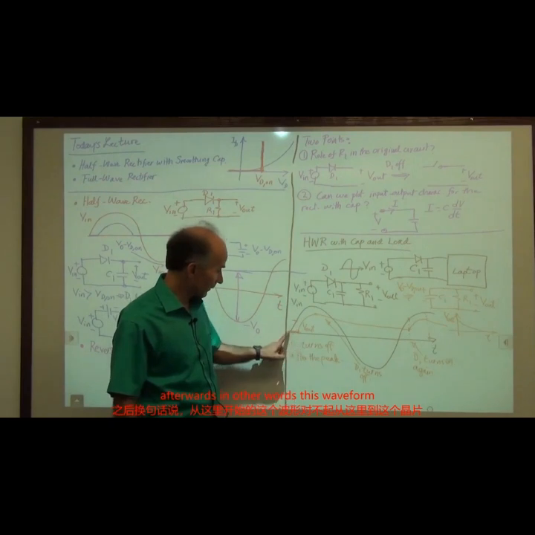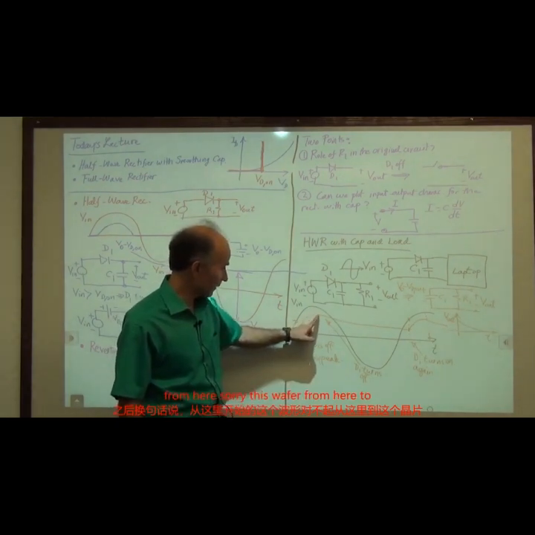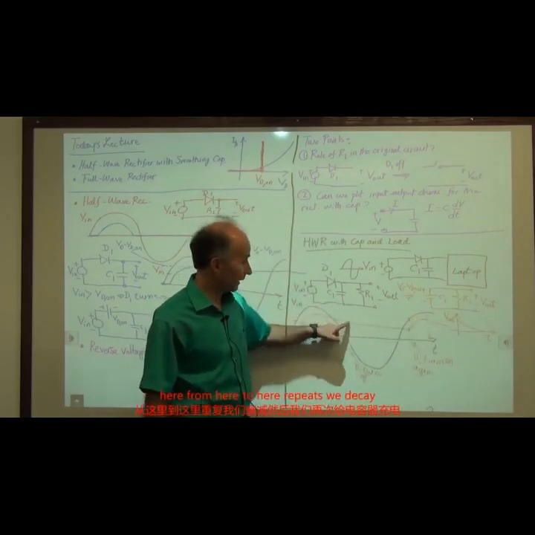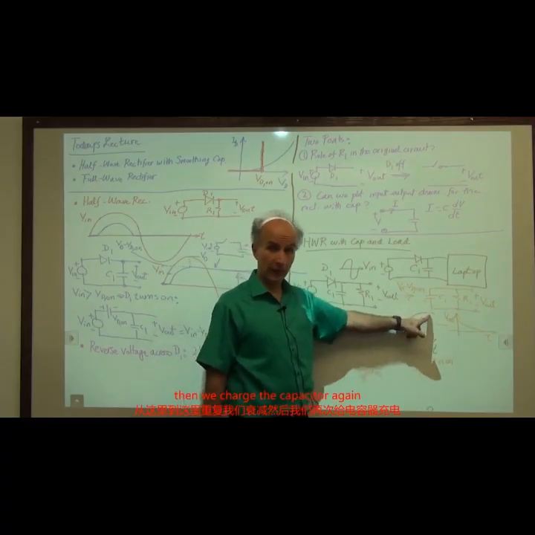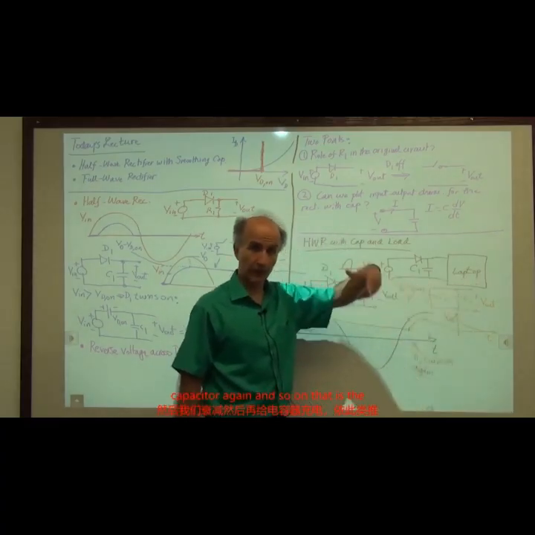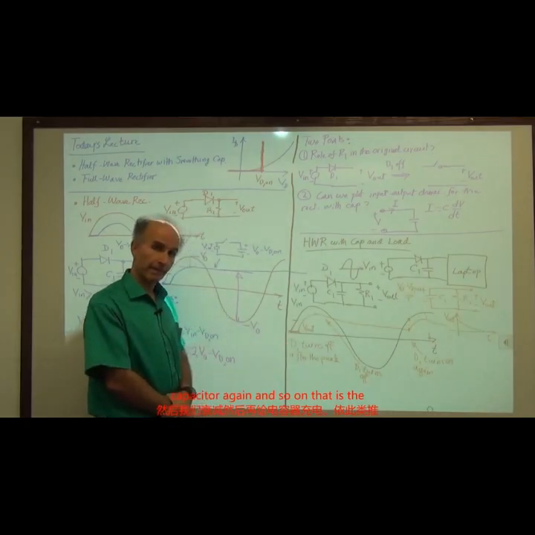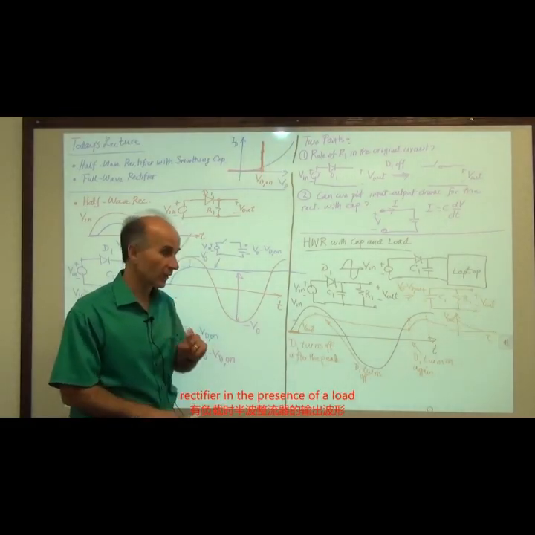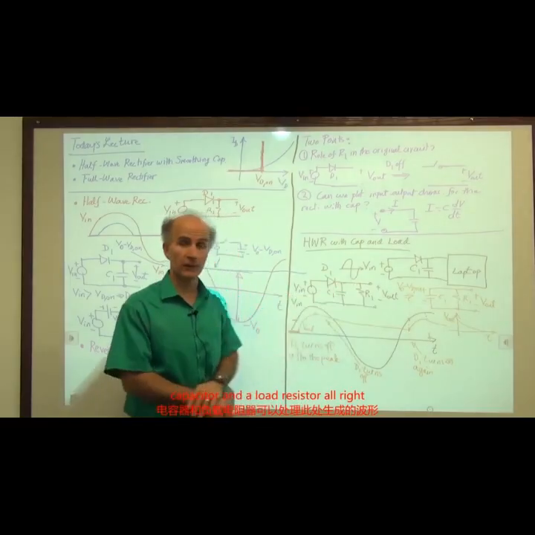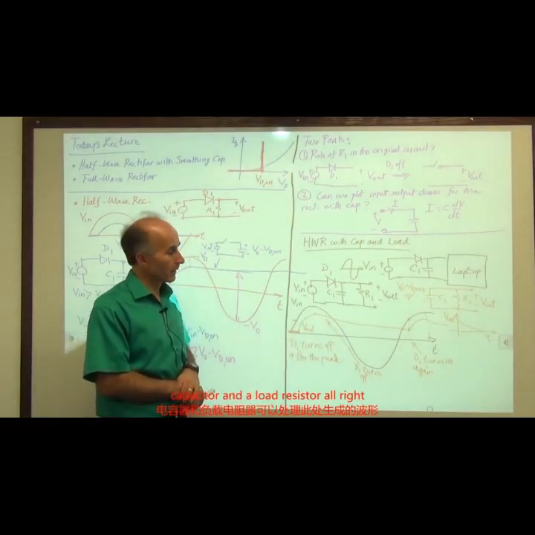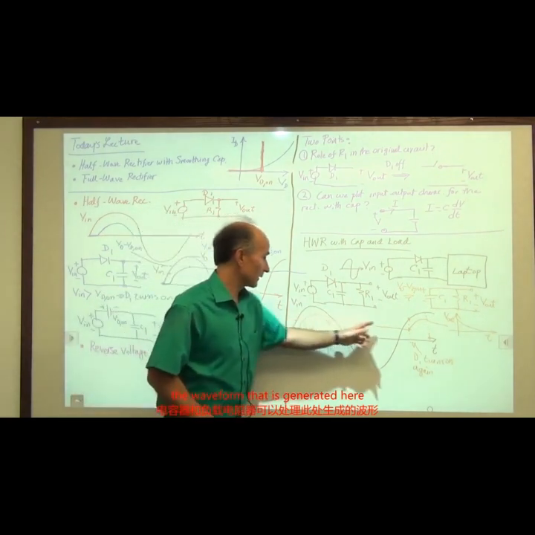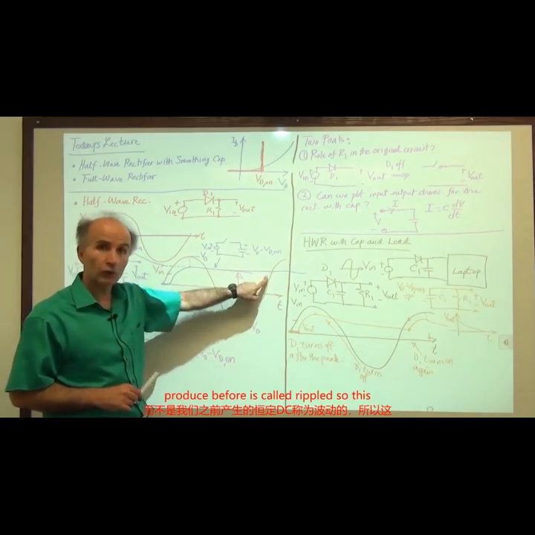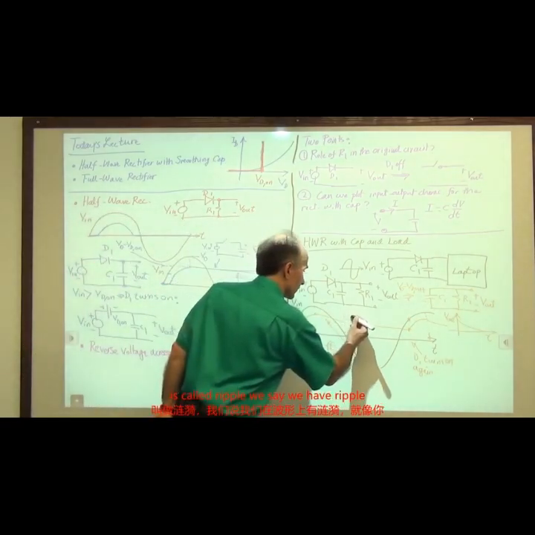In other words, this waveform from here to here, and from here to here, repeats. We decay, then we charge the capacitor again, then we decay, then we charge the capacitor again, and so on. That is the output waveform of the half-wave rectifier in the presence of a load capacitor and a load resistor. All right. The waveform that is generated here instead of the constant DC that we produced before is called a ripple. So this is called ripple.